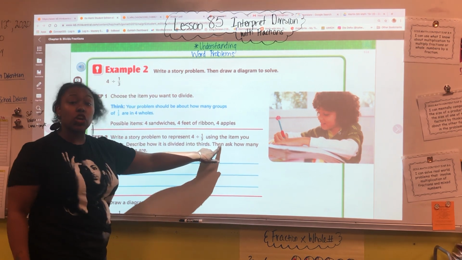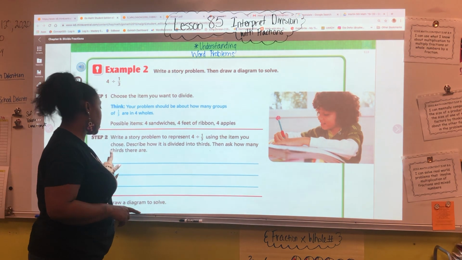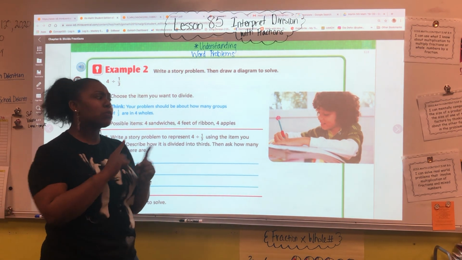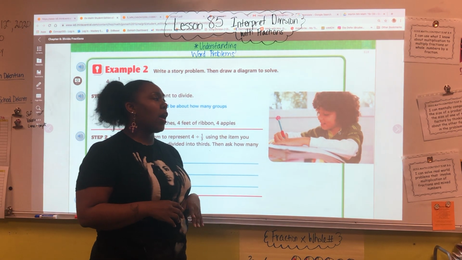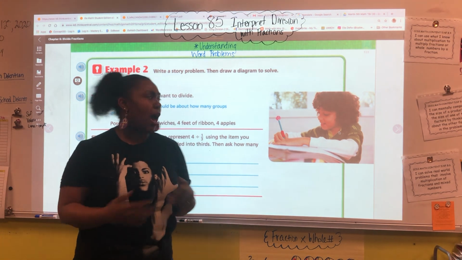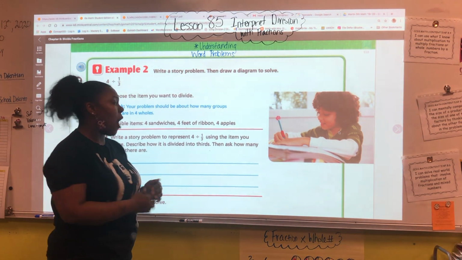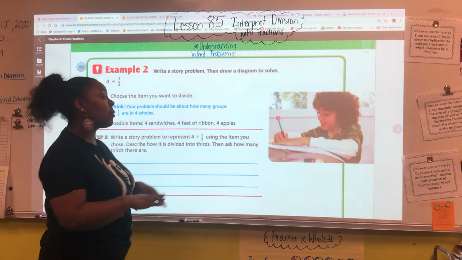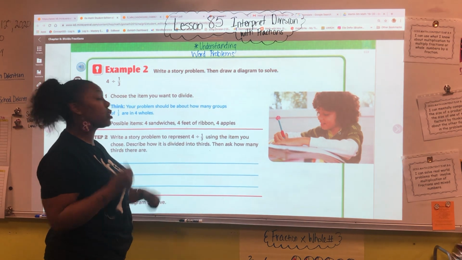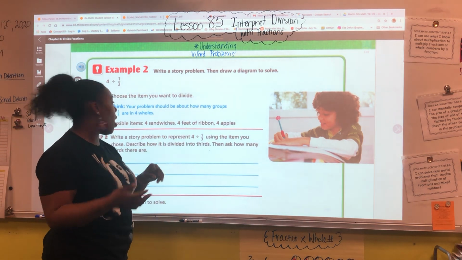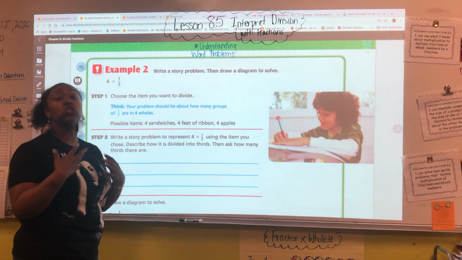So then your question that you're going to ask is, how many thirds are there? You can call them servings. You can call them people, right? People that you're going to serve. How many people can we serve? How many servings will there be? How many thirds of an apple? How many feet of ribbon? How many thirds of a sandwich will there be?